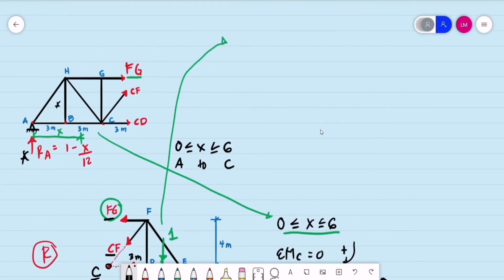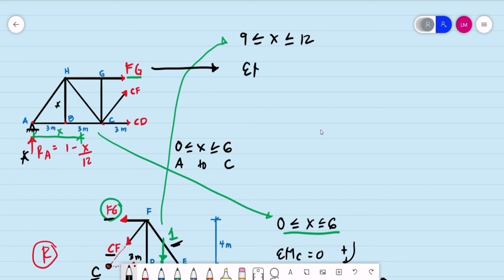Point D is at 9 meters. So the interval is 9 meters less than or equal to X, less than or equal to 12. But again, we are considering the left section, since we are avoiding the 1 unit load. So if the 1 unit load is now at the interval 9 less than or equal to X less than or equal to 12, let's have the equation of the axial force for member FG.